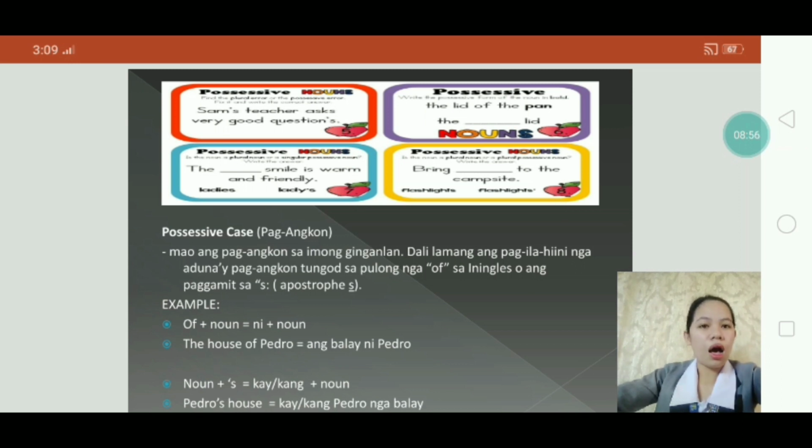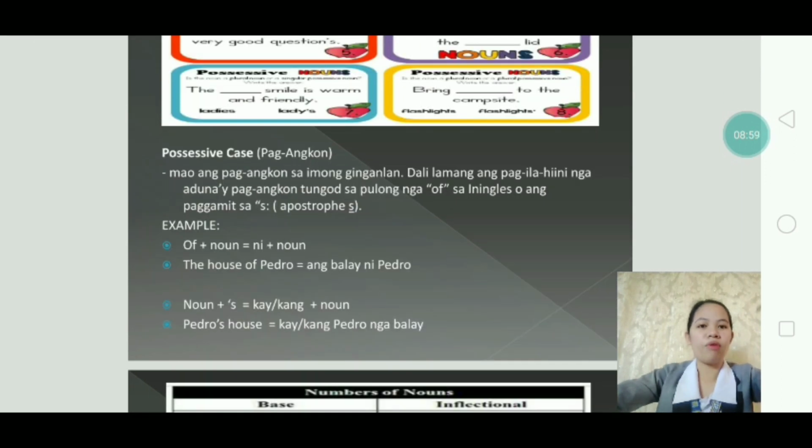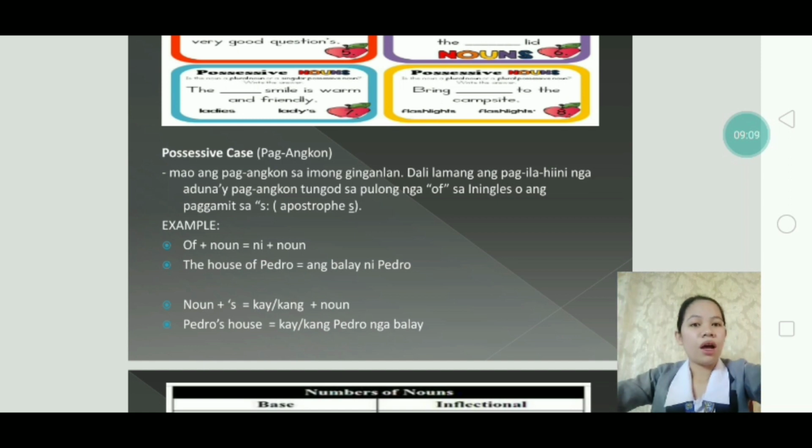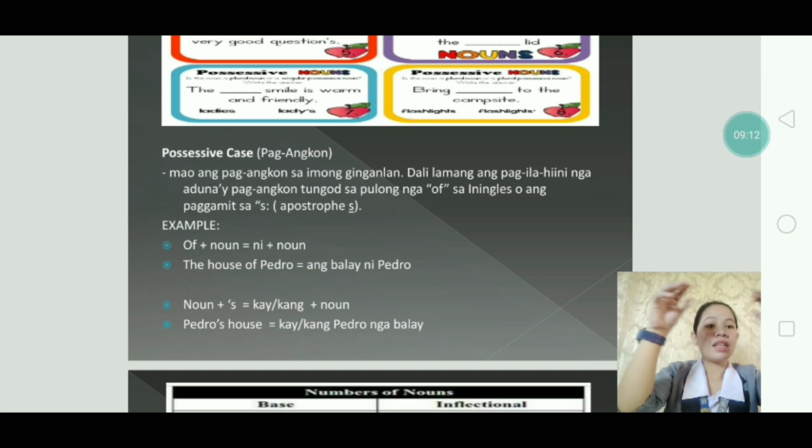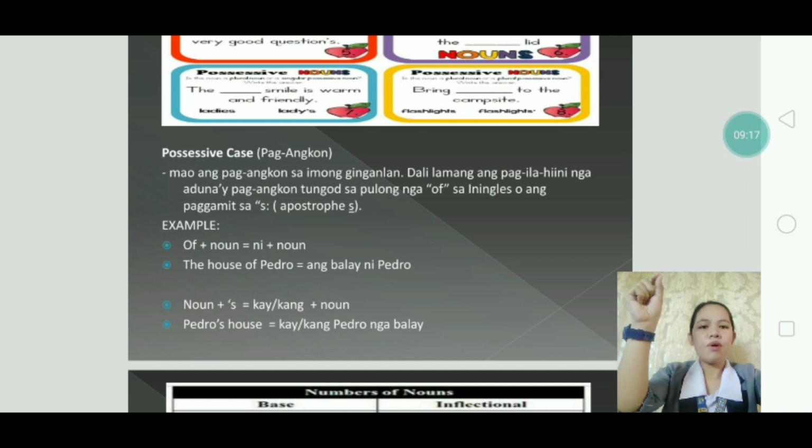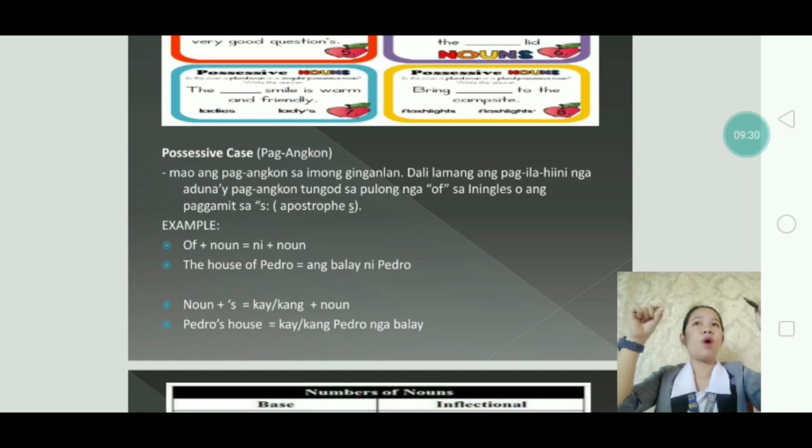Okay? Now, let's just go to the example. For example, of, and then noun. Ni in Bisaya, of in English. For example, the house of, right there, Pedro. And it is translated in Bisaya, ang balay ni Pedro. No? Now, if naay apostrophe na, no, ang word in English, example, Pedro's, mahimo na siyang kang Pedro ni nga balay because you are referring to that balay ni Pedro.